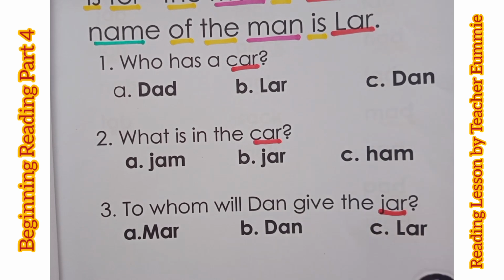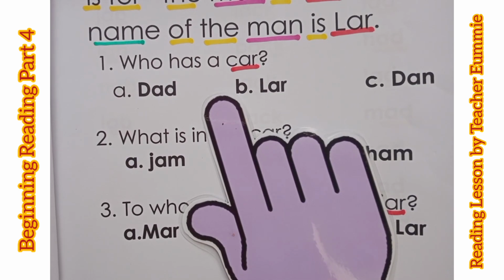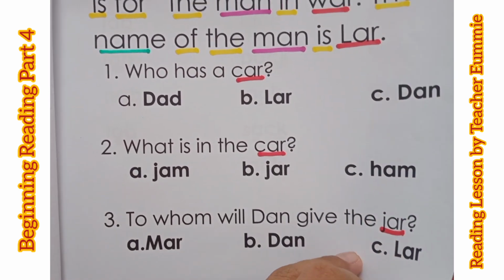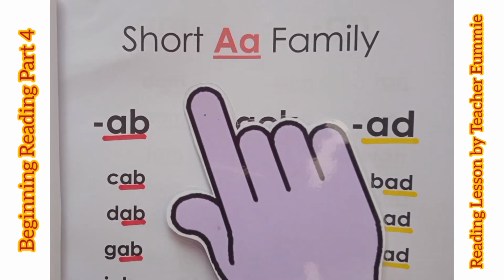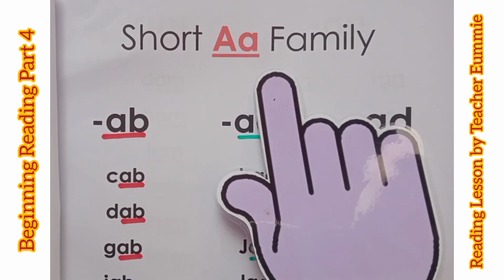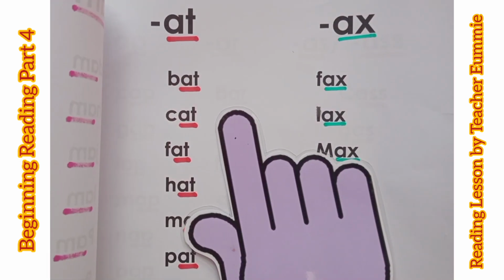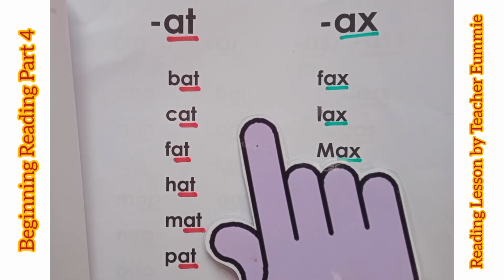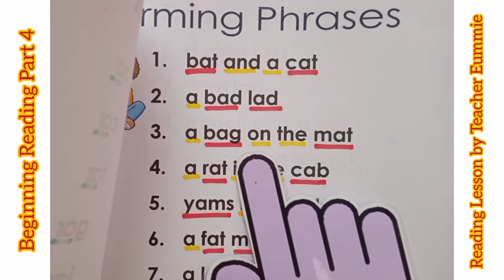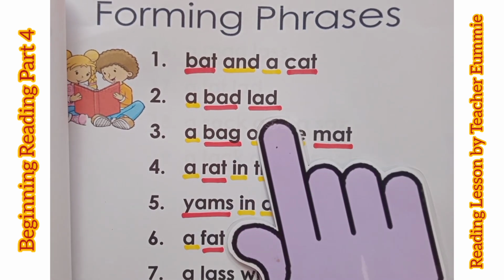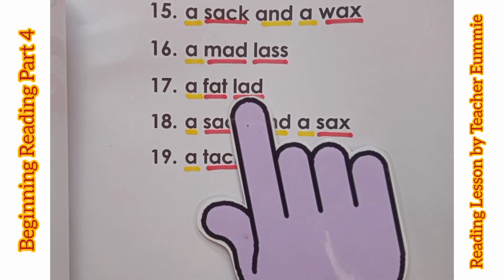Okay, so thank you kids, and I hope that you learned from today's reading tutorial. And for the beginning reading part 5, this will be the one that we're going to read. We are going to read all the words with short A or with A sound. This will be for tomorrow's live at exactly 12 noon. Then we will read also word phrases. Then after that, short stories and sentences.